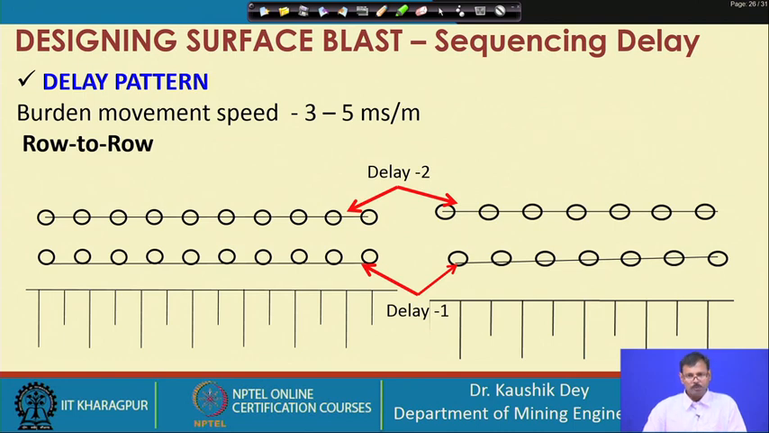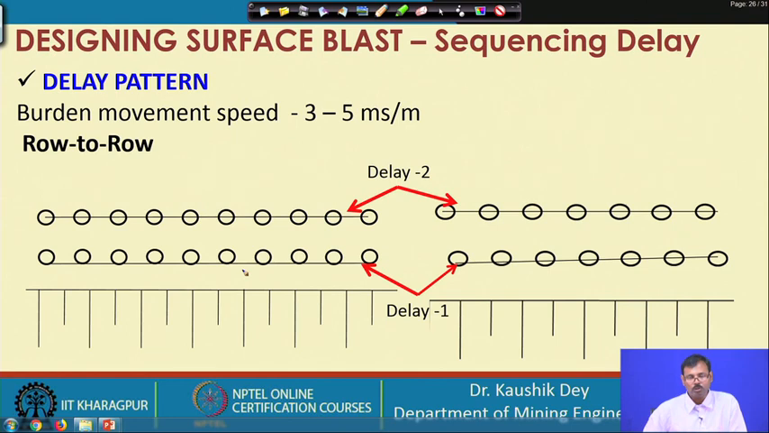Now, we have already established the burden, spacing, hole depth, stemming, and subdrilling, and now these are charged and we have to blast them. While blasting multiple rows or multiple holes, it is essentially required that we provide some delay between those holes. We have already discussed that our designs can be considered in different categories.